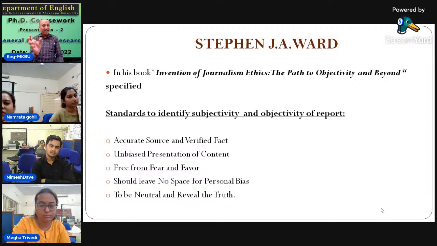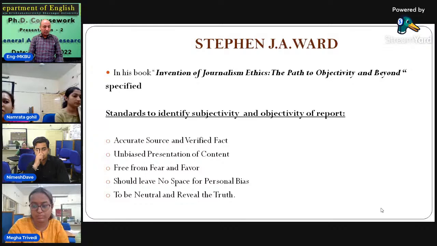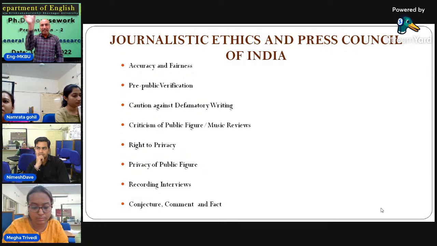So what are the standards that a journalist should follow? Accuracy, verified fact, free from fear and favor, unbiased, leaving no space for personal bias, being neutral, revealing the truth. Now in India, we have Journalistic Ethics and the Press Council. Recently in 2020, they published a new one. This is the old one, but they have the yardstick, and they write all the ethics very well.